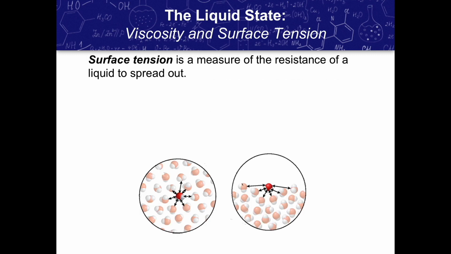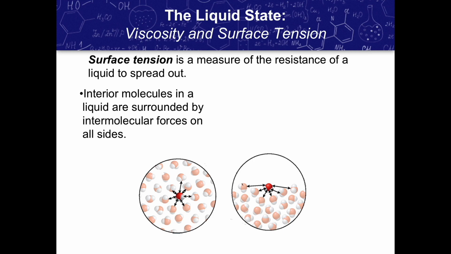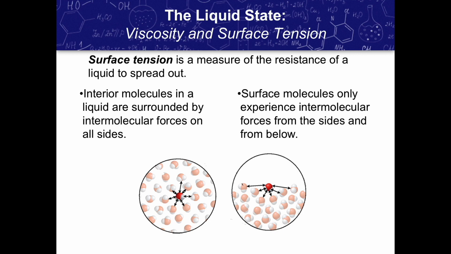Now, when we talk about surface tension, it is a measure of the resistance of a liquid to spread out. Molecules in the interior of a liquid are surrounded by intermolecular forces on all sides, making them more stable than surface molecules that only experience intermolecular forces from neighbors on the side and below. So, this makes surface molecules less stable.